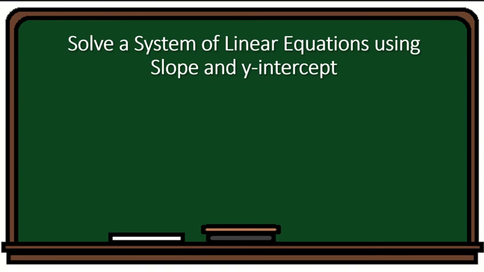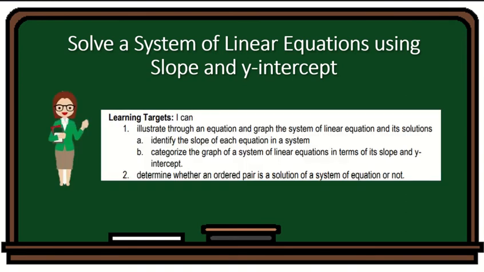In this video, we are now going to start chapter 2 of your book, which is about solving systems of linear equations using slope and y-intercept. So let's have first our learning targets. I can illustrate through an equation and graph the system of linear equations and its solutions. We will identify the slope of each equation in a system, and we are to categorize the graph of a system of linear equations in terms of its slope and y-intercept. Second, determine whether an ordered pair is a solution of a system of equations or not.